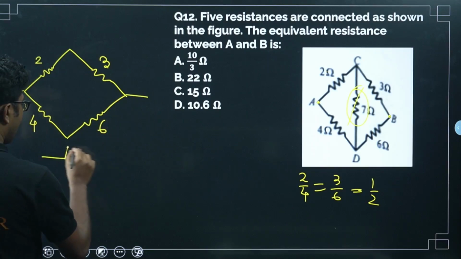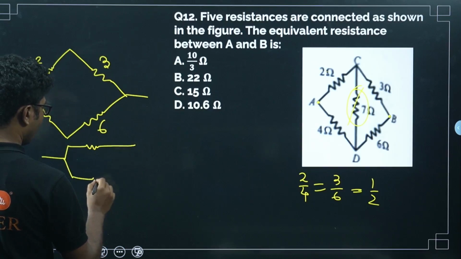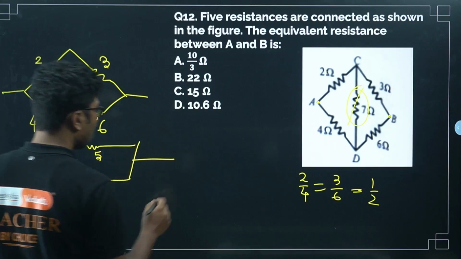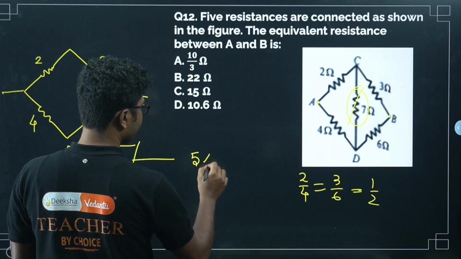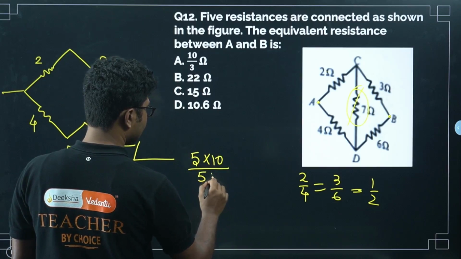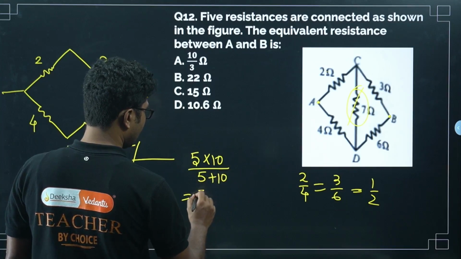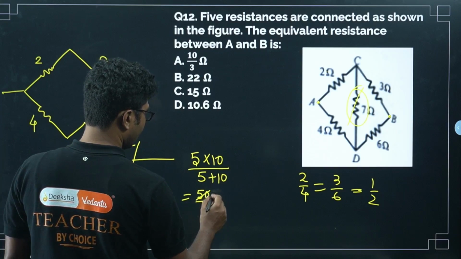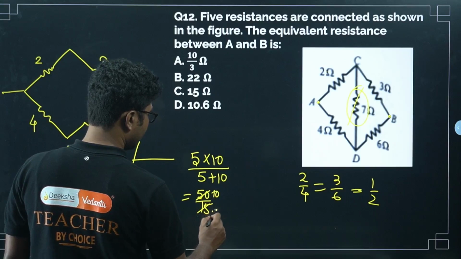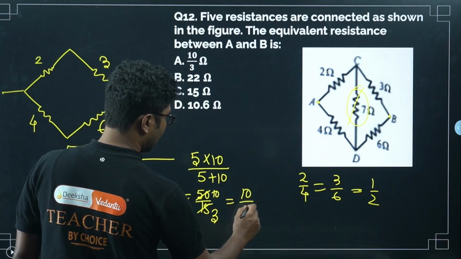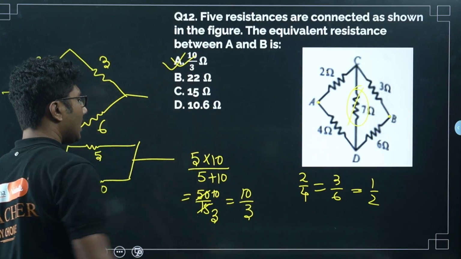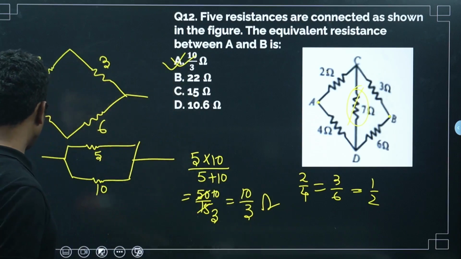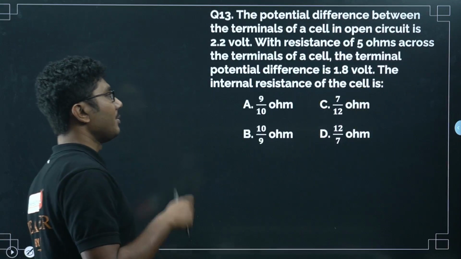So it is 5 ohm and 10 ohm connected in parallel. So equivalent resistance is 5 times 10 divided by 5 plus 10, so 50 divided by 15. So it will be 10 divided by 3. So 10 by 3 ohm is the answer. Simple problem, not a difficult problem. This one I think most of you have got correct. If you have not been able to understand this concept, mention that in the comments below as well.